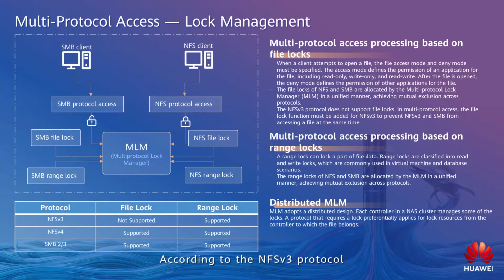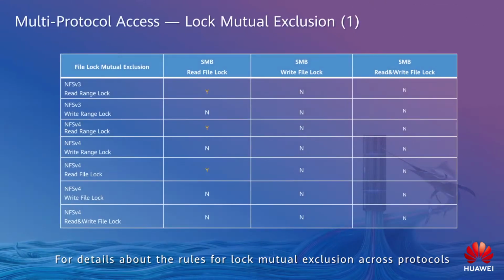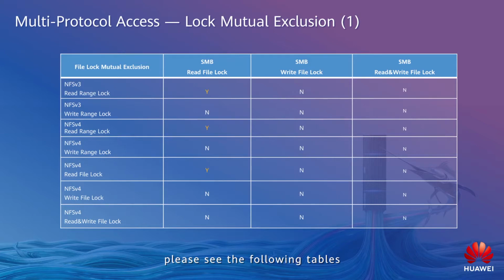According to the NFS v3 protocol, file locks are implemented by clients. That means clients will not deliver file locks to a storage device, and the storage device cannot sense the NFS v3 file locks. Therefore, we implement mutual exclusion between NFS v3 range locks and other protocols' file locks. For details about the rules for lock exclusion across protocols, please see the following table.